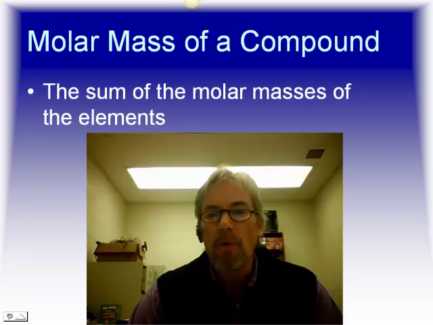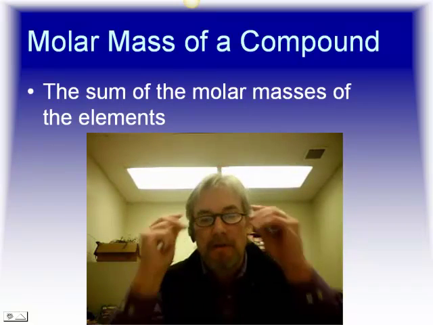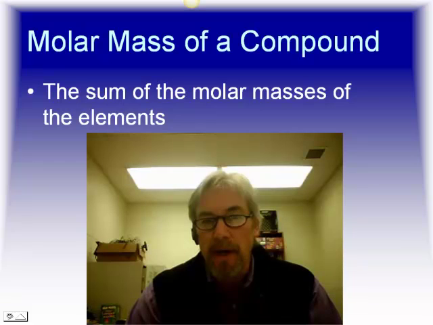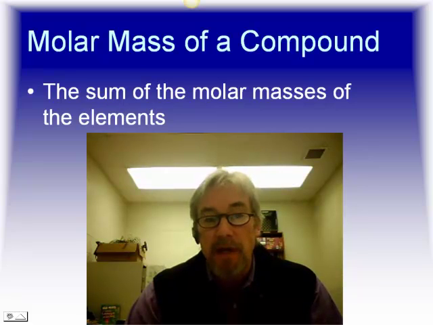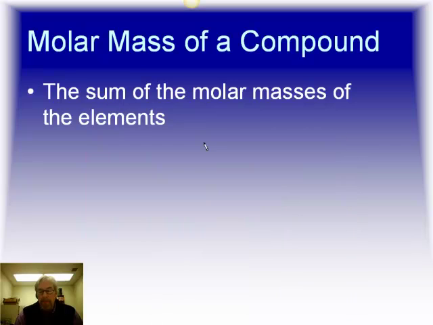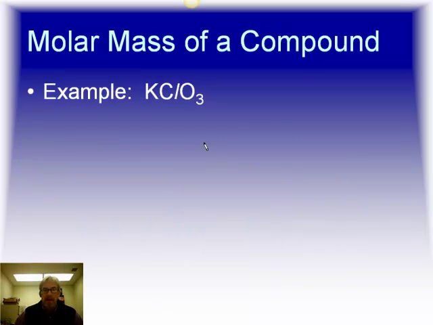Today we're going to talk about the molar mass of a compound. Since compounds are made of elements and elements have molar masses, it stands to reason that we can get the molar mass of a compound by just summing up the molar masses of the elements in the compound. Let's learn this by example.